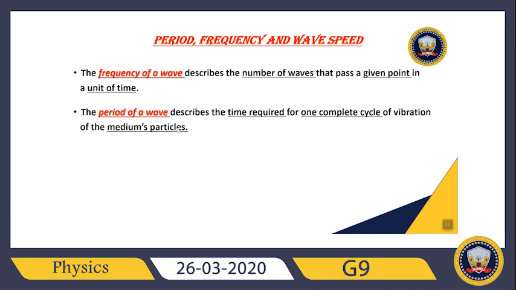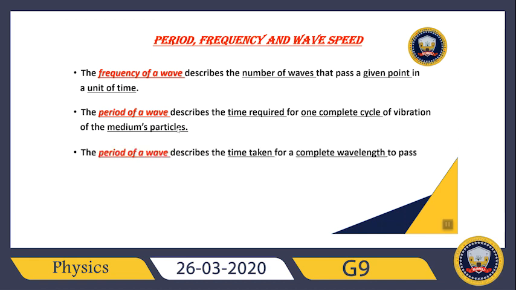The period of the wave describes the time taken for a complete wavelength to pass a given point. Do you remember the wavelength? As we have said before in our previous session, the wavelength is the distance between two successive crests or two successive troughs. It makes a complete cycle. So simply, the period of the wave describes the time taken for a complete wavelength to pass a given point, or for making one complete cycle of vibration for the medium particles.